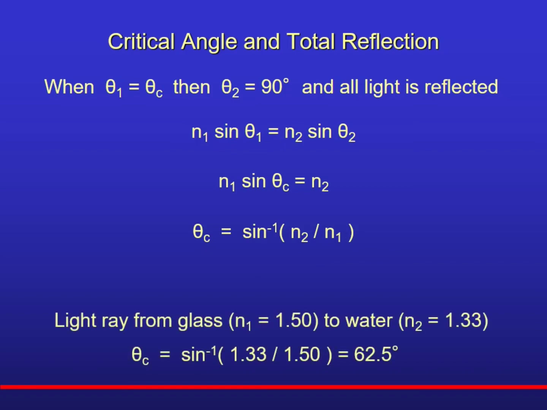Here's the case we've been looking at. Light ray from glass, N1 equals 1.5. That's where it's slower. To water, N2 equals 1.33. That's where it's faster. Critical angle, theta C, equals sine inverse of 1.33 over 1.50, which equals 62.5 degrees. Recall in the previous examples where we worked out, I said that the critical angle was somewhere between 60 and 80 degrees. Here we see 62.5 degrees.